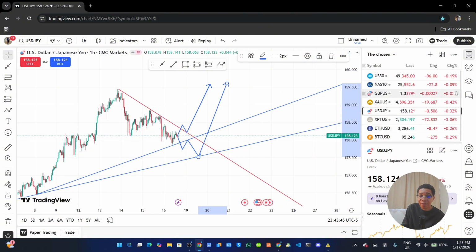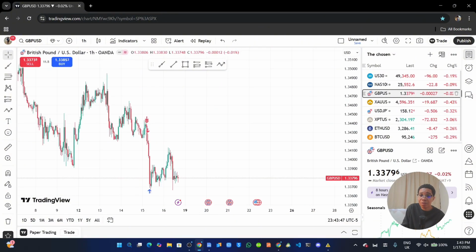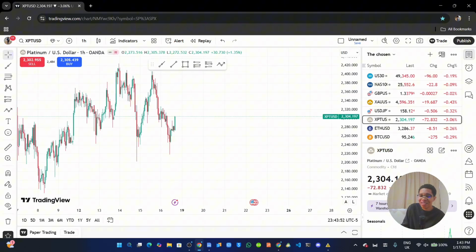I know I did not have time to do GBPUSD or platinum, because I've been looking into platinum these days as well. So be looking forward to these two on my charts.